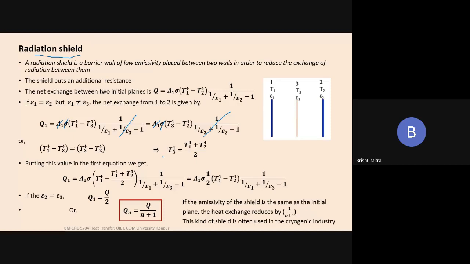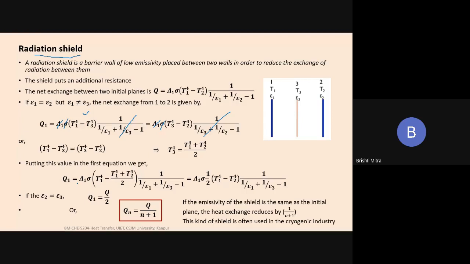So putting this together, we have two T3 terms. I take the T3 terms to one side, bringing this T3 out here. It becomes T1 to the power 4 plus T2 to the power 4 divided by 2. So T3 to the power 4 can be written in terms of T1 and T2. Now, if I put this expression of T3 to the power 4 in the first expression, what do I get?